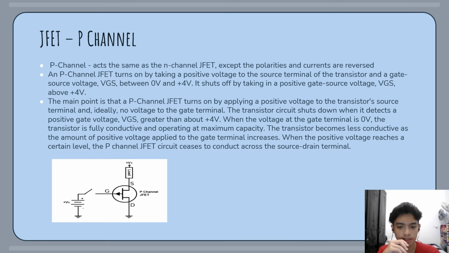The transistor circuit shuts down when it detects a positive gate voltage VGS greater than about 4 volts. When the voltage at the gate terminal is 0 volts, the transistor is fully conductive and operating at maximum capacity. The transistor becomes less conductive as the amount of positive voltage applied to the gate terminal increases. When the positive voltage reaches a certain level, the P-channel JFET circuit ceases to conduct across the source-drain terminals.